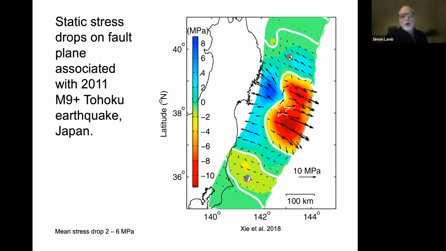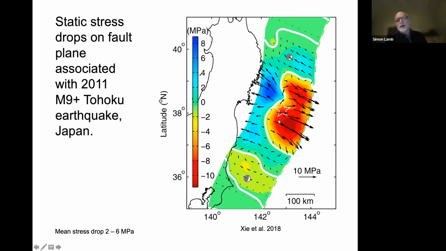The slip on this earthquake is simply ginormous. So the peak, for those of you not familiar with the Tohoku one, this is northern Honshu. So this is Japan. And then you've got the Japan trench here. So you've got the Pacific Ocean sliding underneath this part of Japan. And the peak slip, I think, was up to 70 meters. I mean, it's absolutely phenomenal.